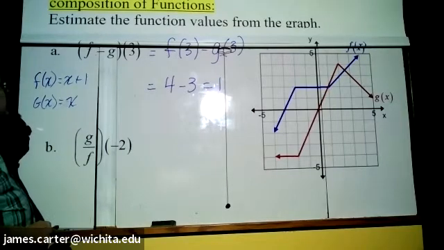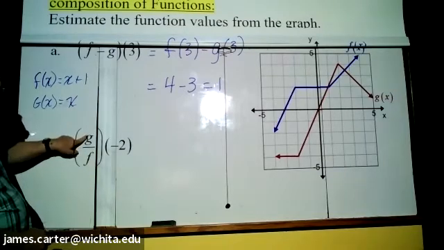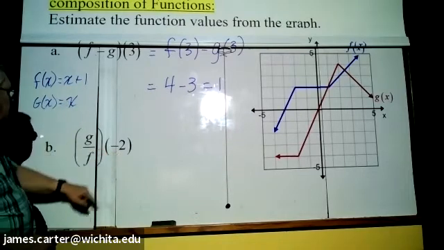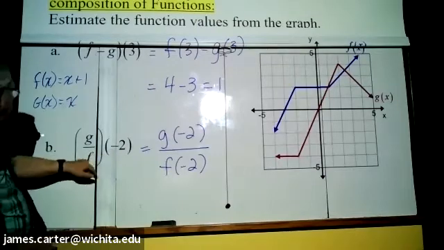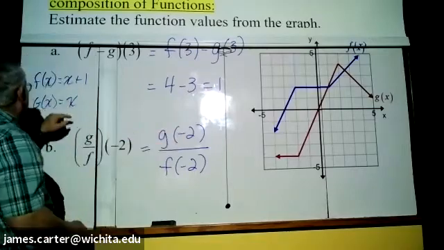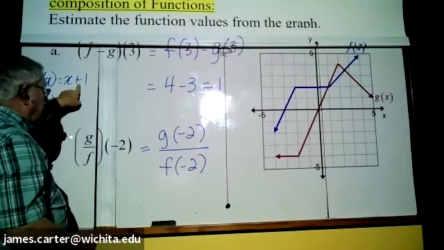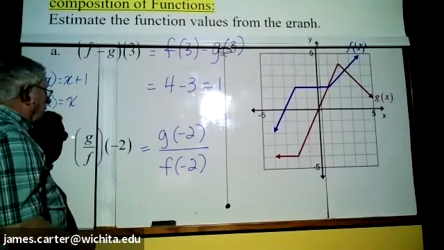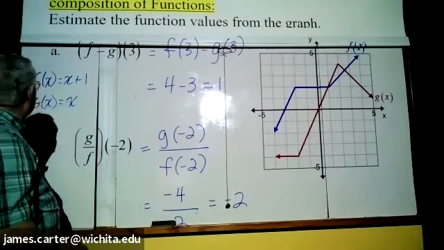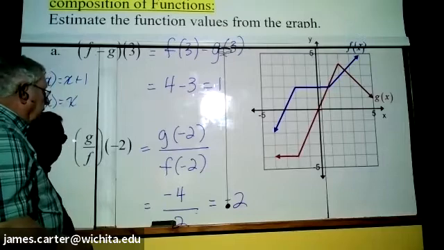Now, problem B. G over f, that means we're going to take the g equation, x plus 1, and divide it by the f equation with a substitution of negative 2. So we take g, negative 2, and we take this, which would be negative 2 plus 1, would be 2. Well, apparently that isn't the right equation on this. Anyway, you get negative 2 in there.